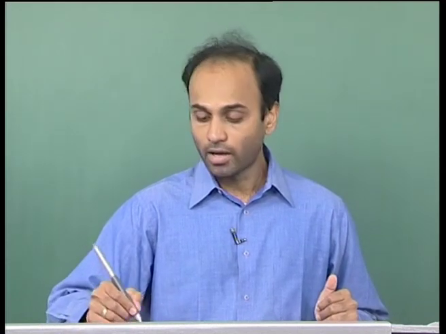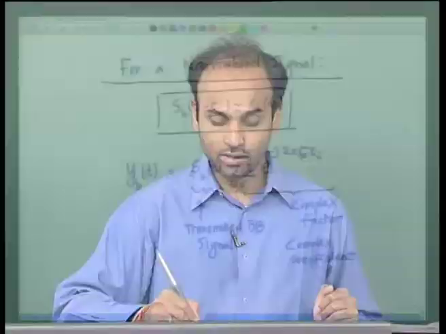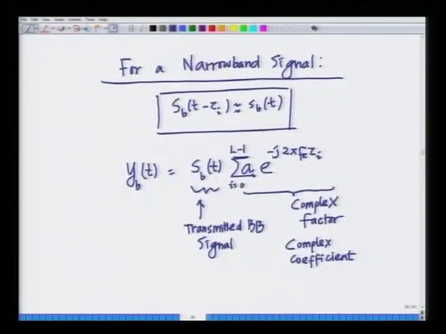more specifically for a narrow band signal we said the system model can be expressed as Yb of t, where Yb of t is the received signal, equals Sb of t, where Sb of t is the transmitted baseband signal, times a complex factor. This complex factor is summation a_i e power minus j 2 pi f_c tau_i. There are L components in this summation corresponding to the L multipath components, attenuation factors a_i and delays tau_i. This is a complex coefficient, and we said the received signal is the input signal times this complex coefficient.